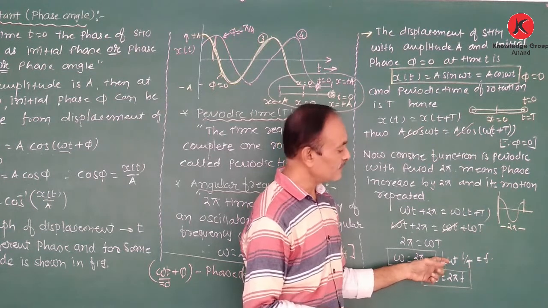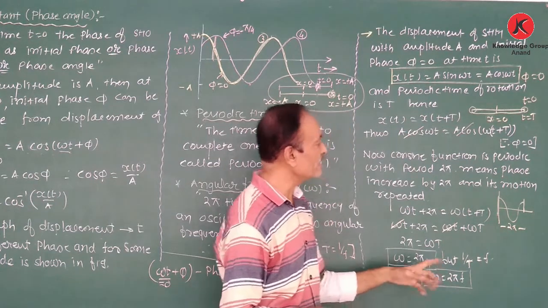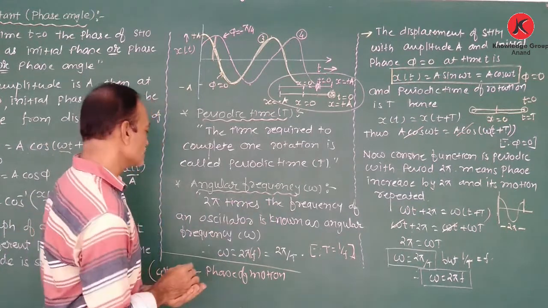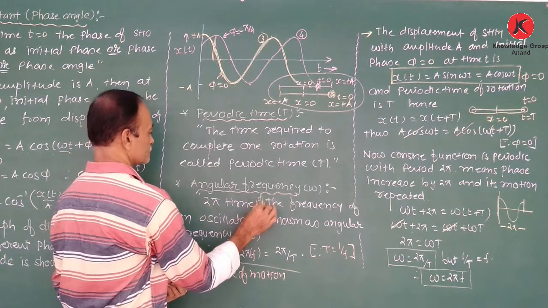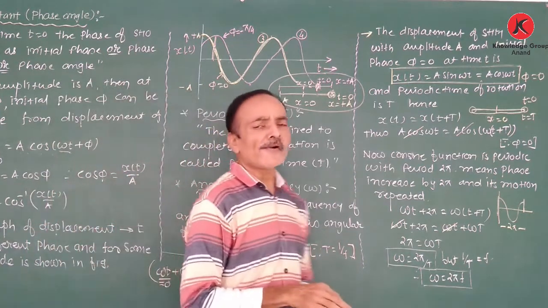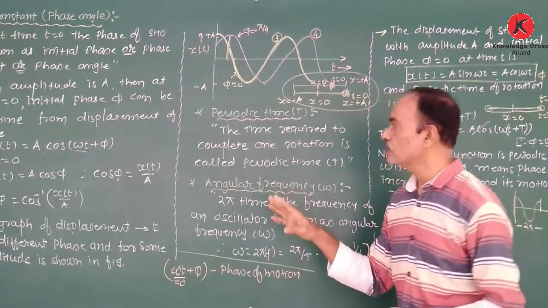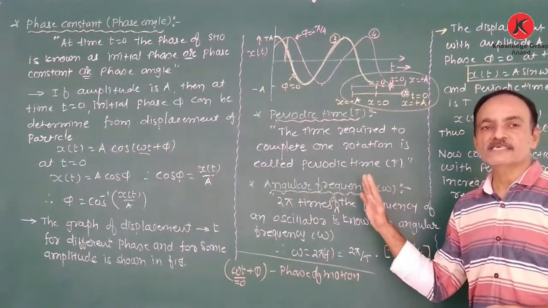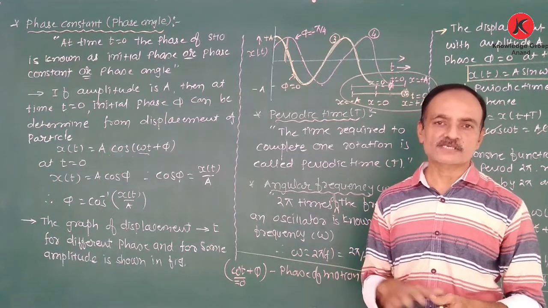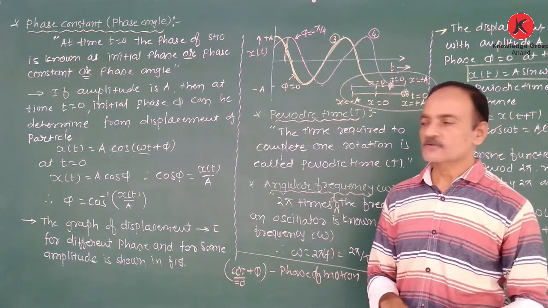T is equal to 1 upon f. Therefore, 1 upon T is equal to f. Therefore, omega is equal to 2 pi f. That is our definition of angular frequency. Already we defined angular frequency as 2 pi times the frequency of oscillation. Thus, friends, we discussed the phase constant and phase of a simple harmonic motion, and also the periodic time and angular frequency. These are the constants of simple harmonic motion. Frequently we have to find these constants in our chapter on oscillations. So this is the concept of this.